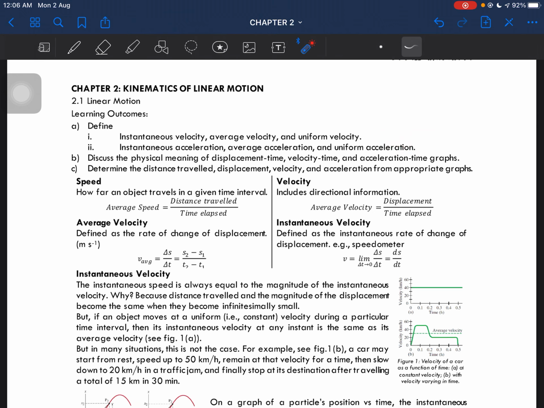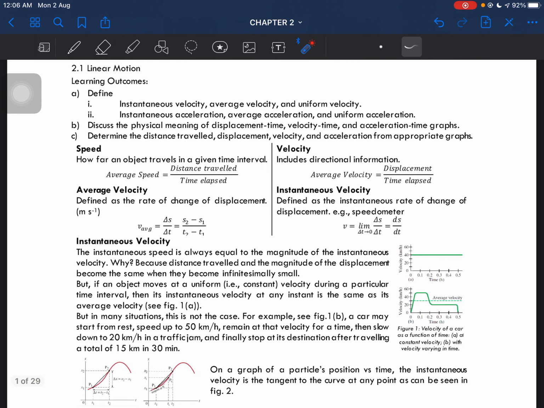Then you have to be able to discuss the physical meaning of several graphs, for example, displacement time, velocity time, as well as acceleration time graphs. And lastly, you should be able to apply the theory into questions in which you have to determine the distance traveled, displacement, and so on from appropriate graphs. So let's define them now.